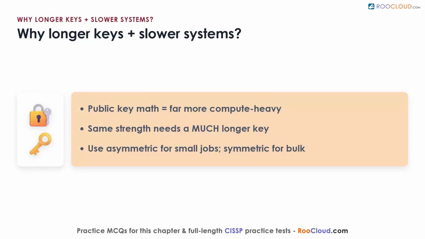Why are these systems slower? And why must their keys be longer? Public key math is far more computationally demanding than symmetric math. To reach the same strength, an asymmetric key must be much longer than a symmetric one. That extra work adds up quickly on anything beyond a short message. So in practice, architects lean on symmetric cryptography for bulk data and reserve the asymmetric approach for the parts where its unique power is worth the cost. Later sessions show how hybrid designs combine both to get speed and convenience together.